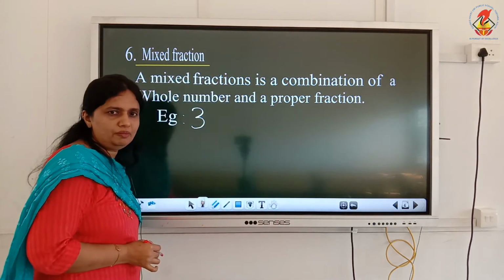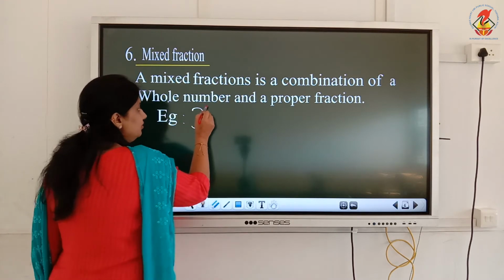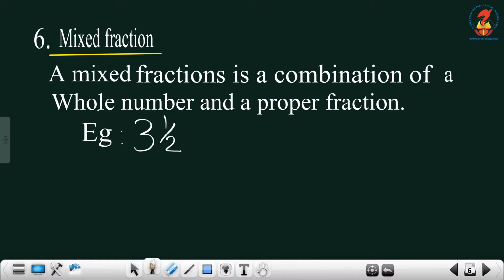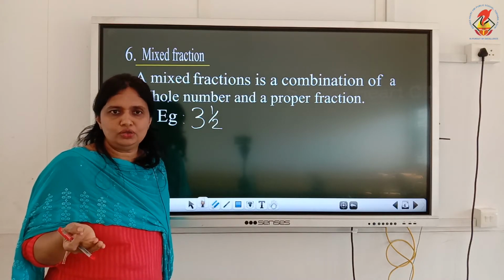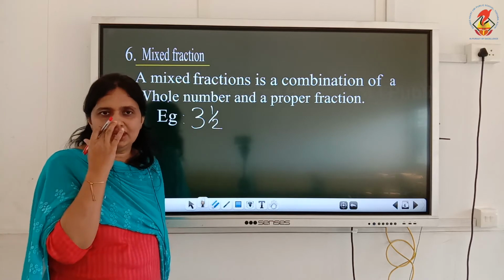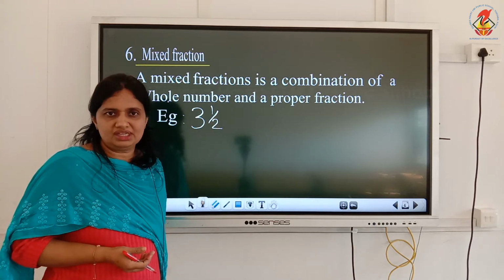You tell me one proper fraction also. We can write 1 by 2. That you need to write it like this. Mixed, a whole number means, what are whole numbers? Yeah, whole numbers are what? Starting from 0. 0, 1, 2, 3, 4, 5, 6, 7. All these things are whole numbers, right? Okay.